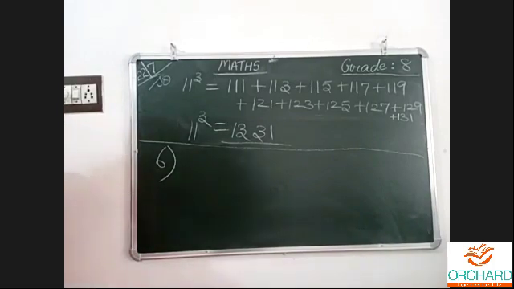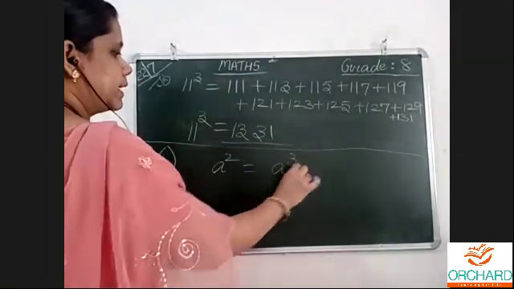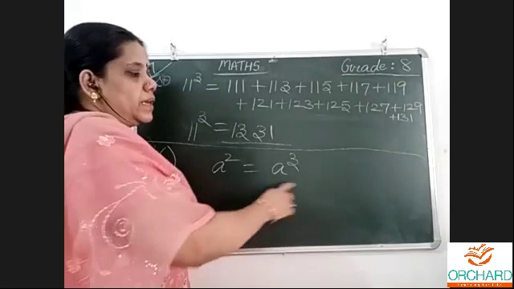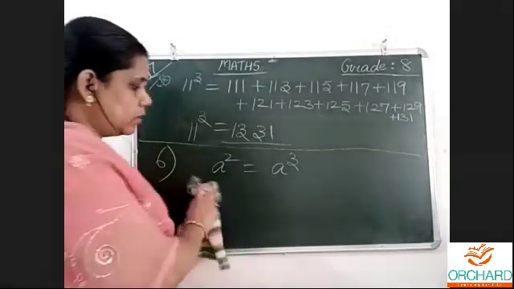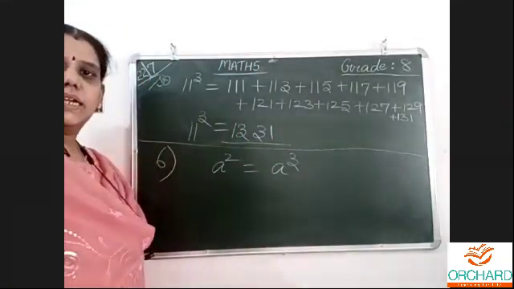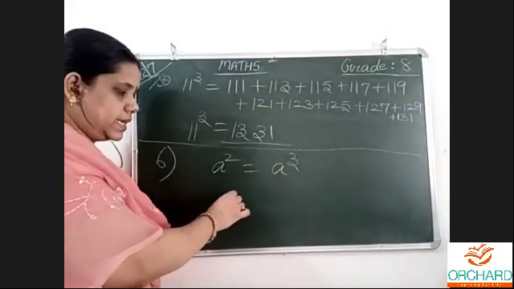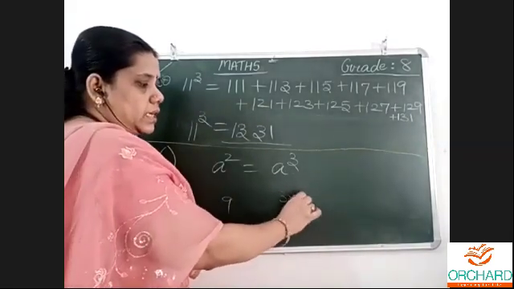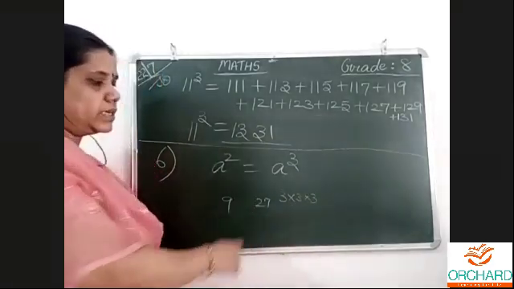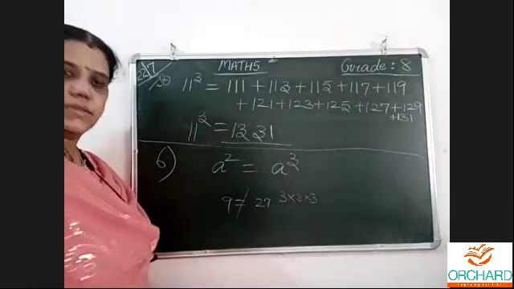Very, very easy. I want 2 numbers for A such that when I do the squaring, I must get the same answer as when I do the cubing, multiplying 3 times. Now guess the numbers. If A is 3, 3 3s are 9. If I take A cubed, 3 3s are 9, 9 3s are 27. So one is 9, one is 27. They are not equal. So 3, 4, 5, nothing is possible.